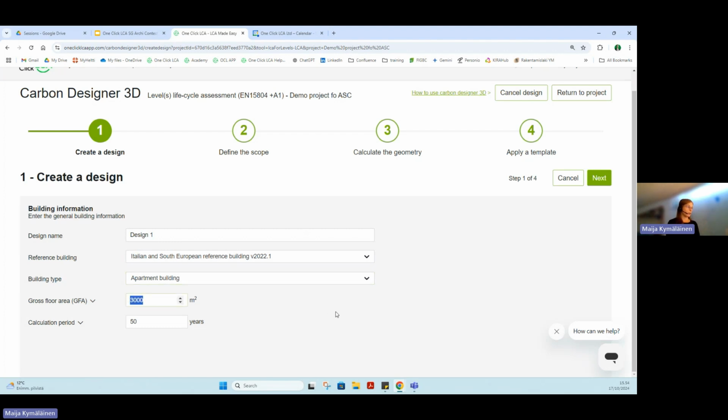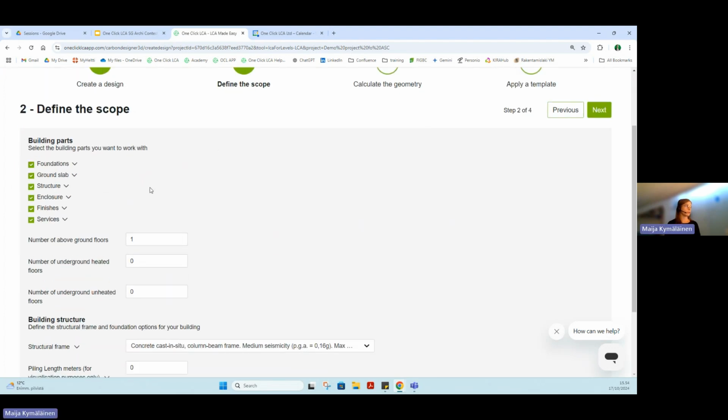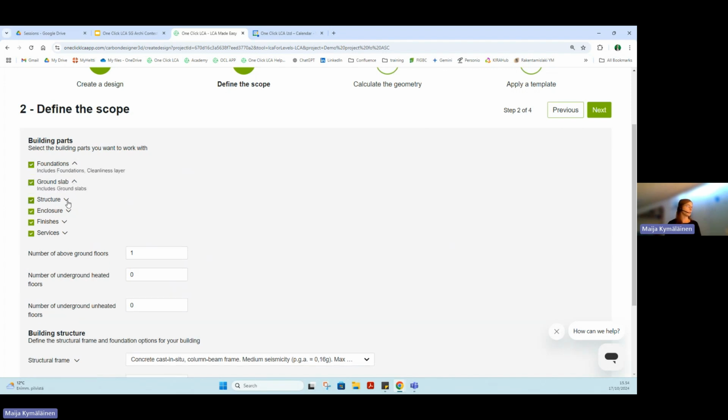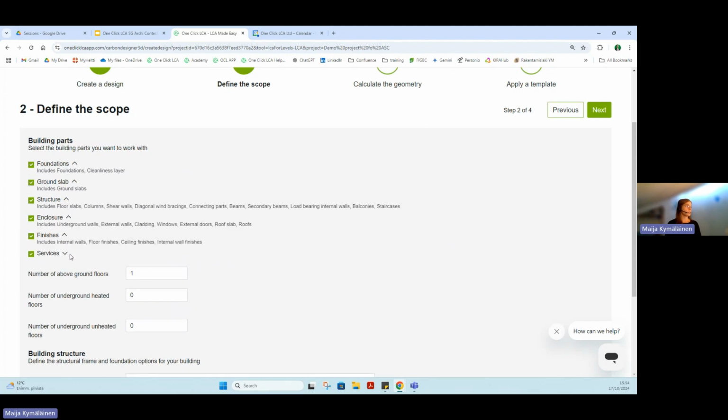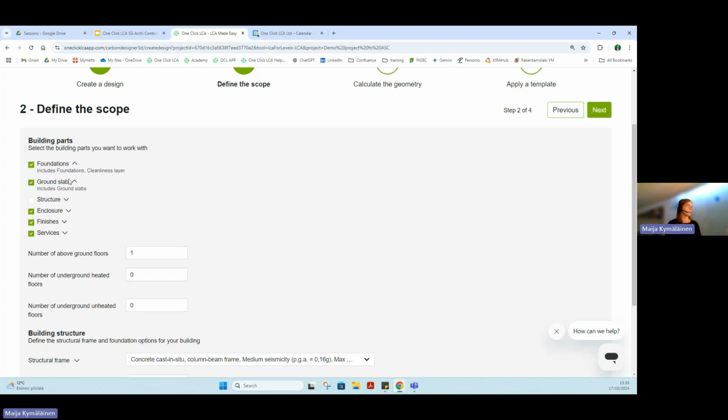Here you would put the gross floor area. So, well, we can go with the 3,000 here, I suppose. And also the calculation period. And as you recall, Level(s) calculation tool uses this 50-year assessment period. And once you have filled in the necessary details, you just click Next. And here you need to define the scope. So what building parts you are including. So we have foundations, ground slab, structure, and with these little arrows, you can see what it entails. So basically, if you want to add everything, then you can, or you can just take these away, and then it's not added in.